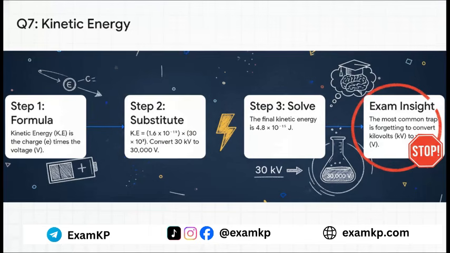But wait, here's the trap. The voltage is 30 kilovolts. You absolutely have to convert that to regular volts. So that's 30 times 10 to the power of 3. Once you've done that, you just plug in the numbers, multiply, and you get your answer. 4.8 times 10 to the minus 15 joules.